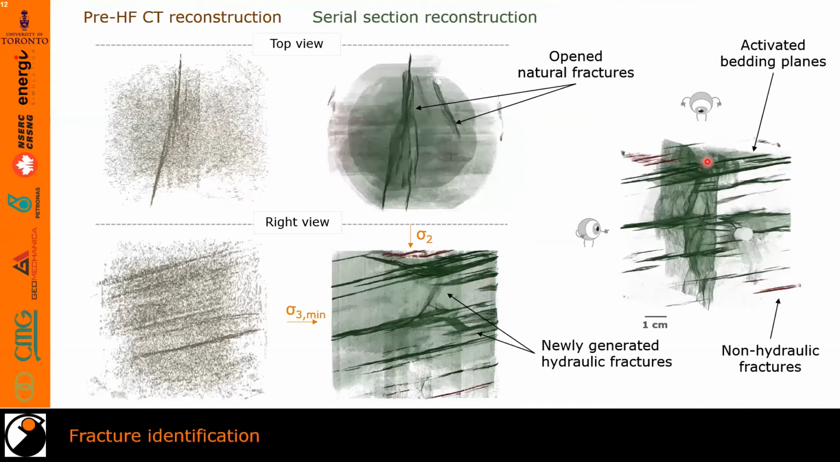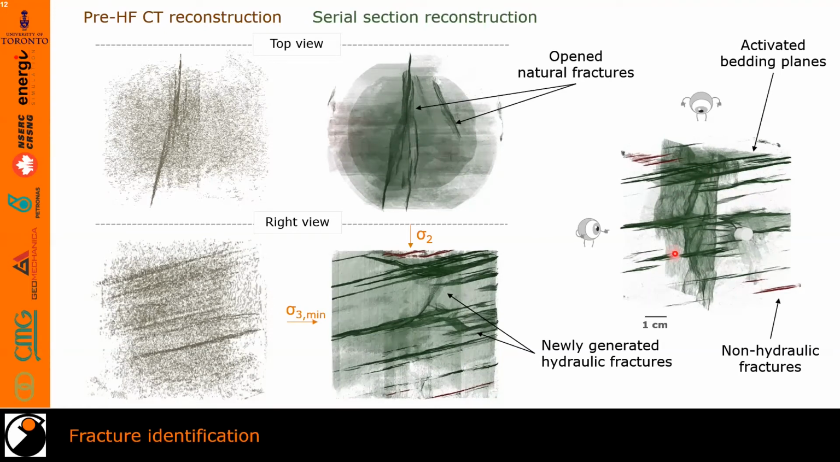This 3D fracture network on the right was rendered in green and red to distinguish the fractures hydraulically connected to the borehole from the ones not hydraulically connected. The fractures in green are the hydraulic fractures, and the fractures in red are the non-hydraulic fractures. And in this fracture network, the fractures in parallel and the subvertical fractures are distinct.